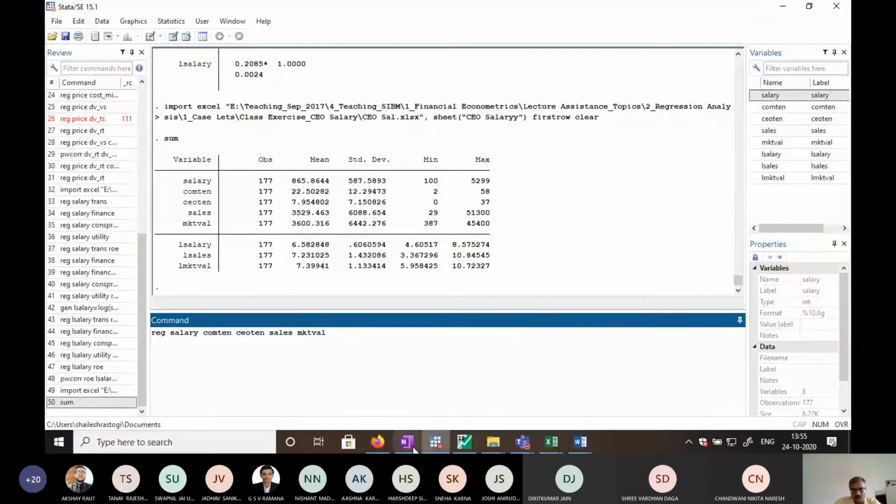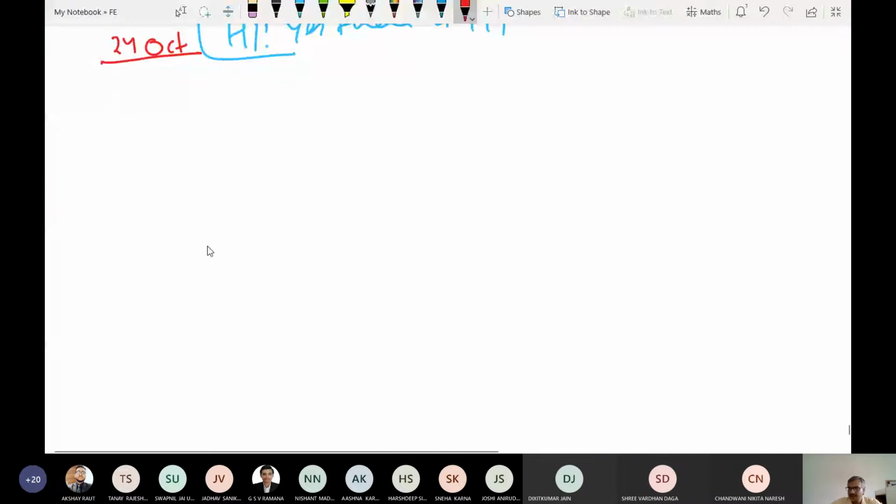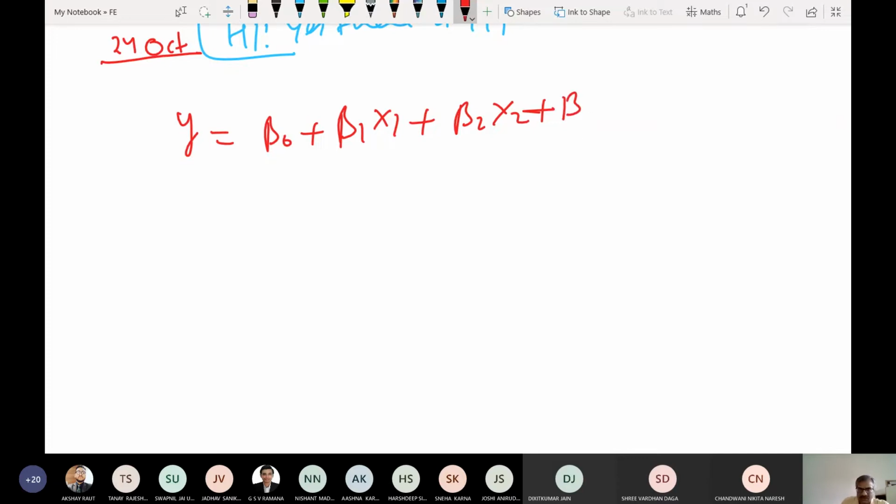And that is the model which we are trying to assess: y is equal to beta 0 plus beta 1 x1 plus, and so on. All of you are free to ask anything. Whether I would have discussed that thing earlier, doesn't matter. You are free to ask anything.